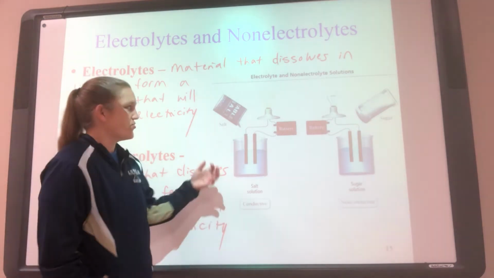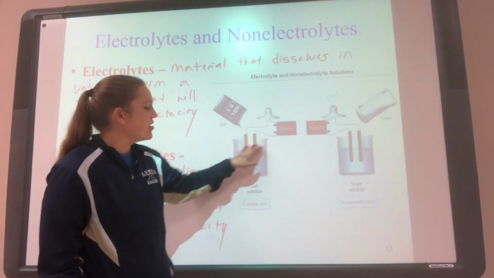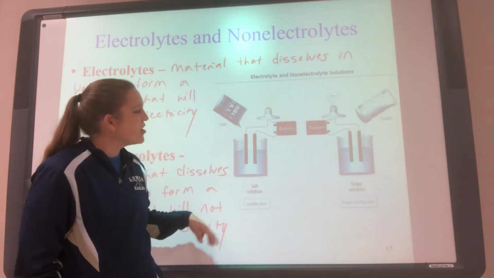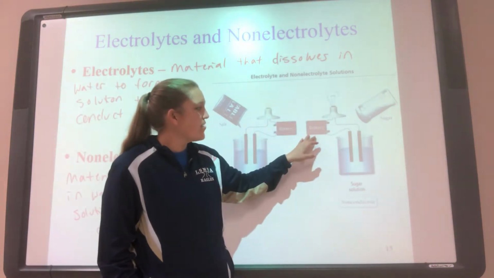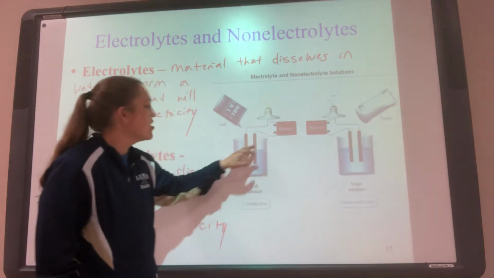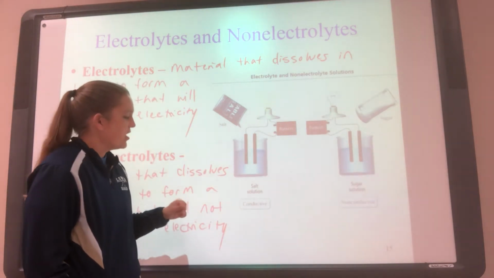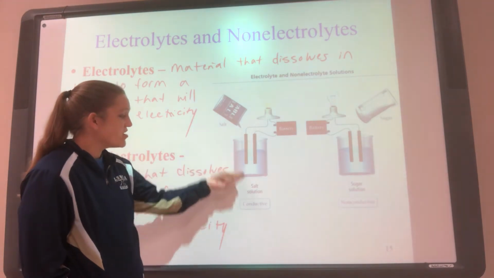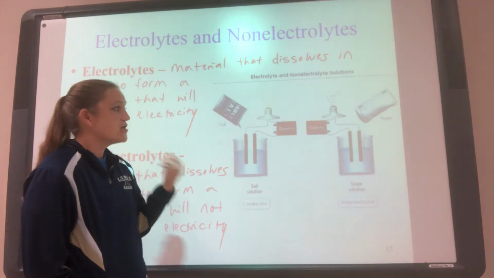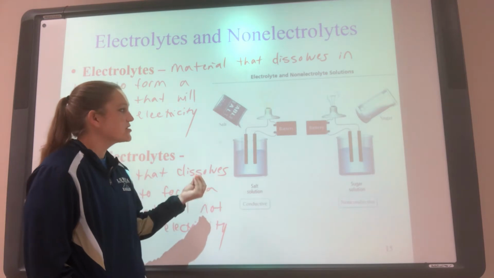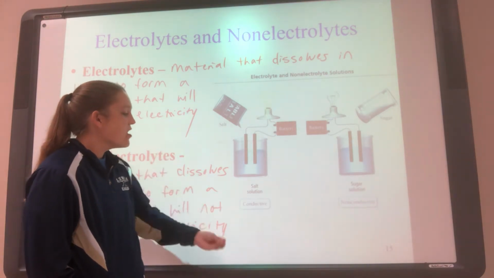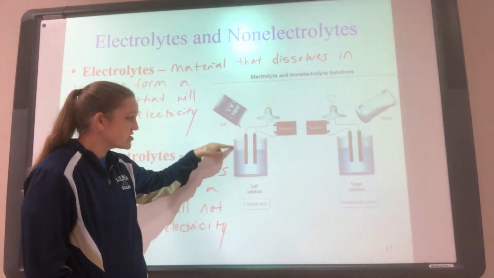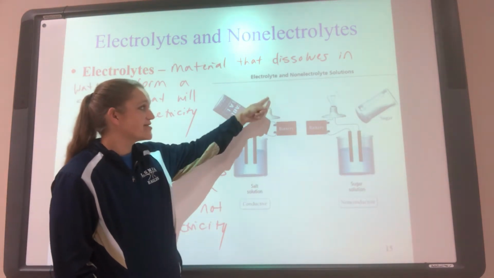So here's an example. I have a conductivity setup here. I've got a light bulb, a battery, and two different magnetic poles. I'll stick them in a salt solution. I'll tell you in the next slide why salt is an electrolyte. Since salt is an electrolyte, it conducts electricity and lights up the light bulb.